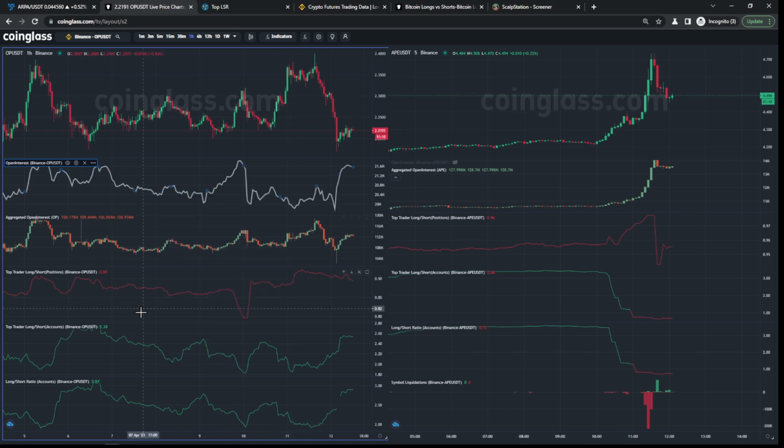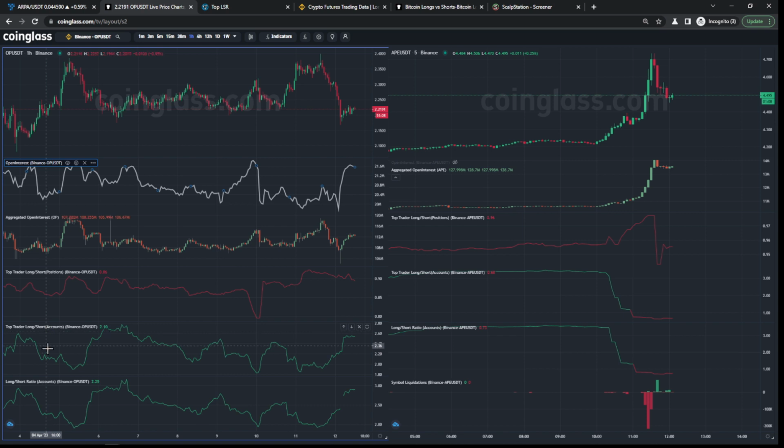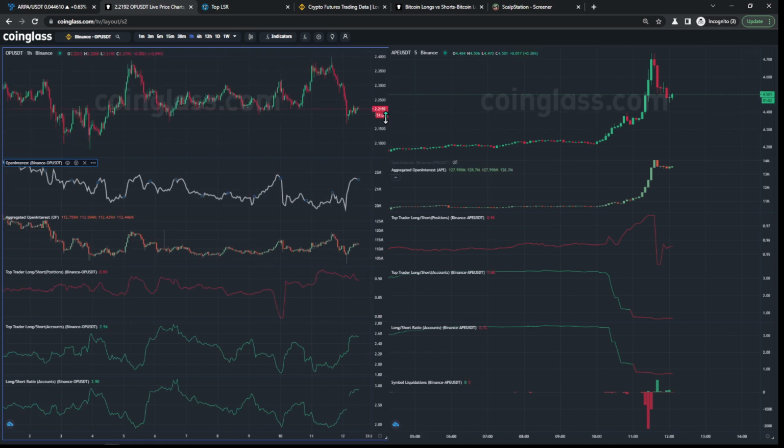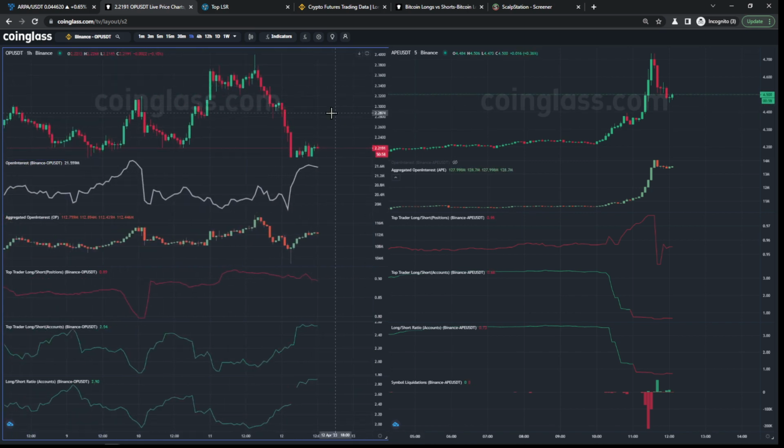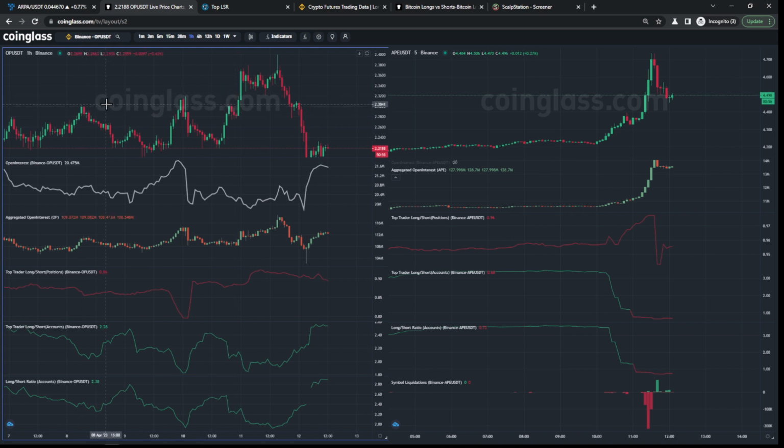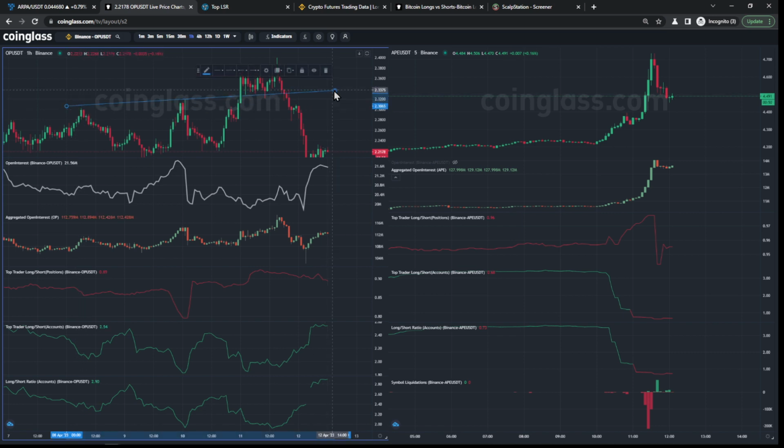Okay, so here we have the accounts, the position, and the ratio. Actually, this happened yesterday. A friend of mine, he longed here. I think he saw this retest or something like that.